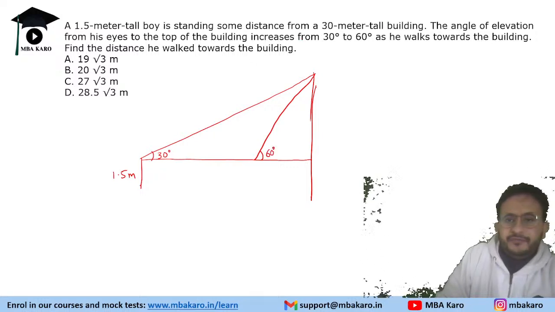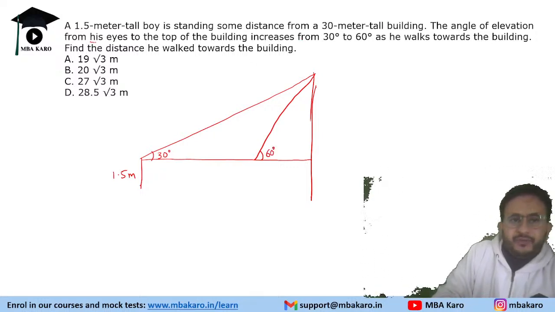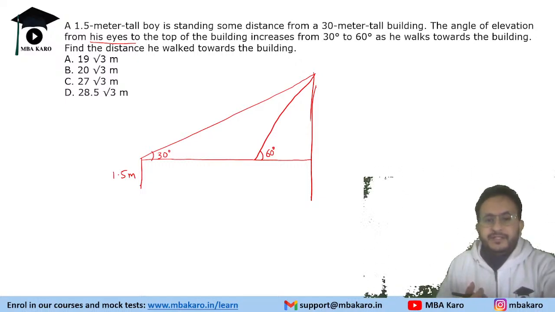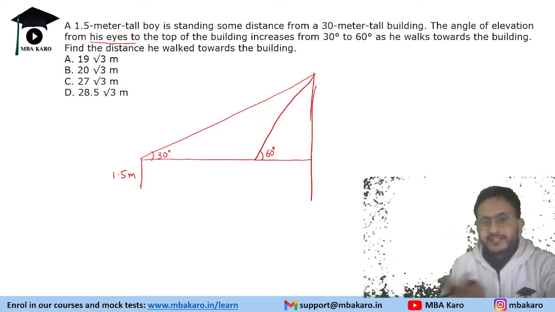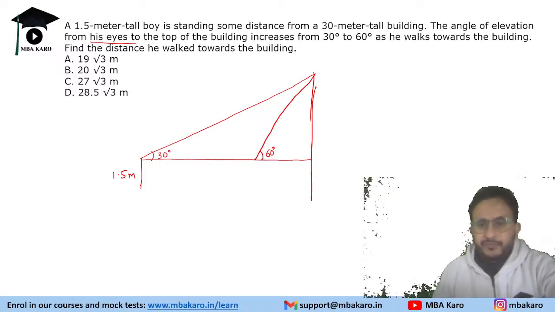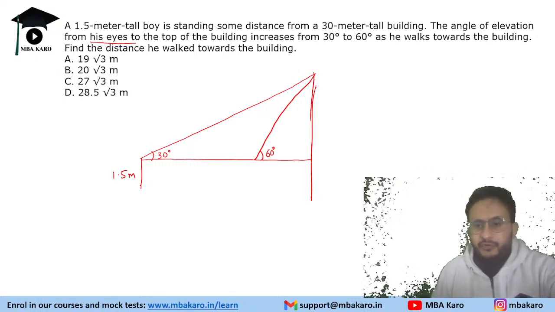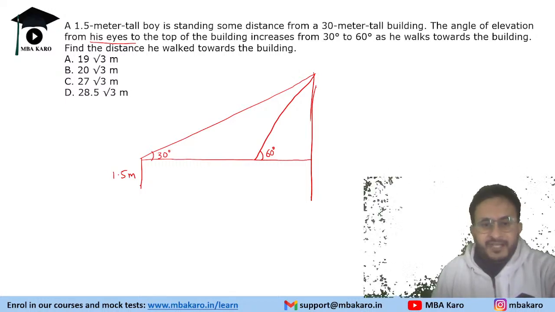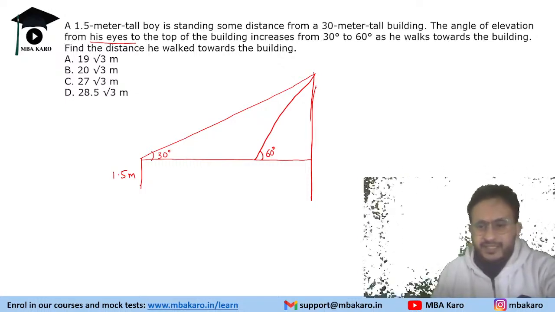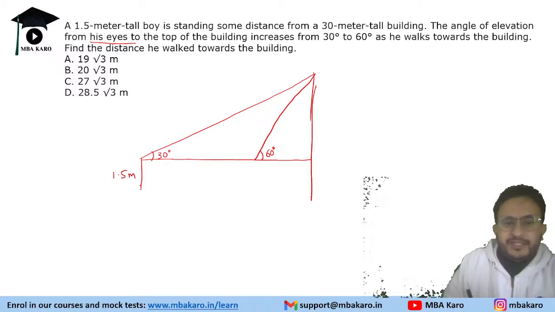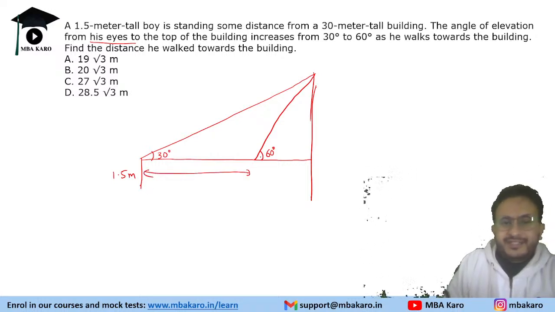Okay, so we need to find the angle of elevation from his eyes. So assume that the distance from eyes till the height is negligible, right? So maybe it was just 5 centimeters or less, isn't it? It won't be like 50 centimeters or something. So it is negligible, right? So we need to find the distance that this person moved. We need to find the distance from here till here, the distance that he moved.